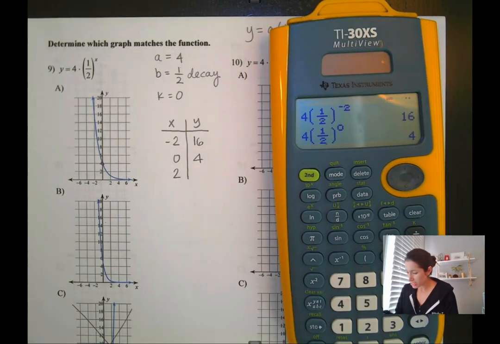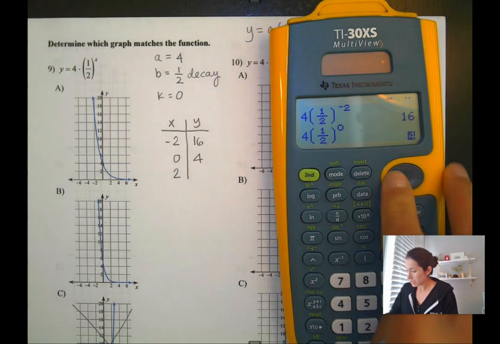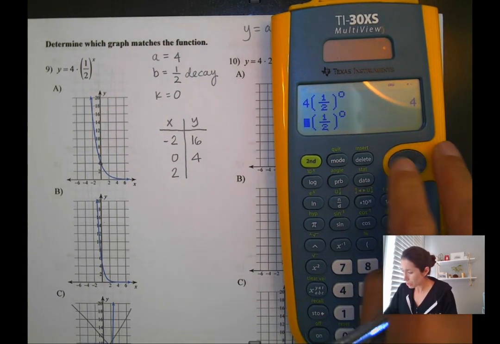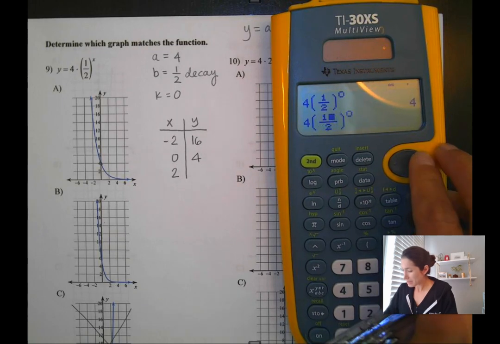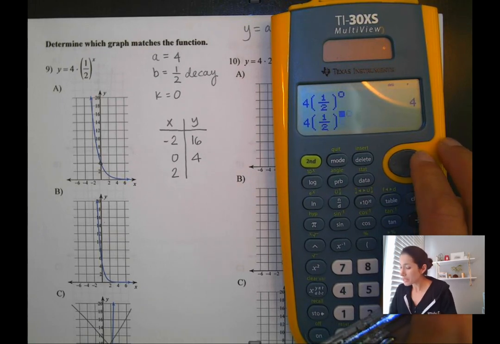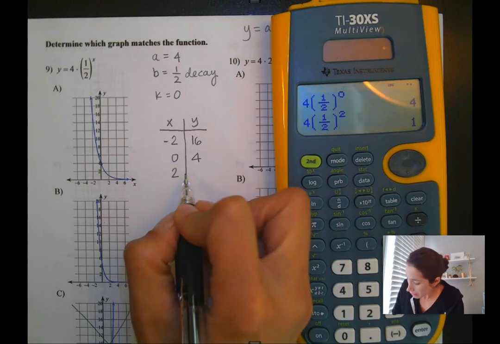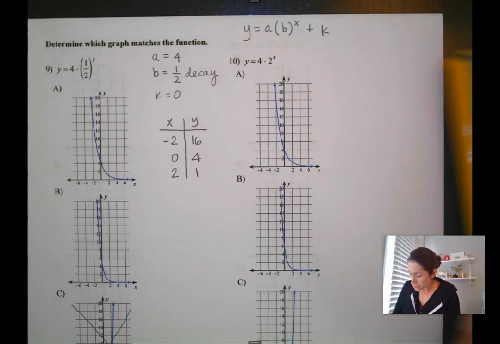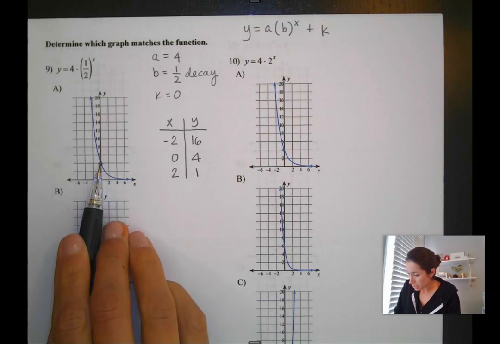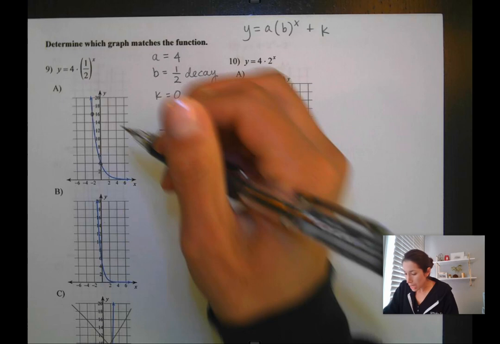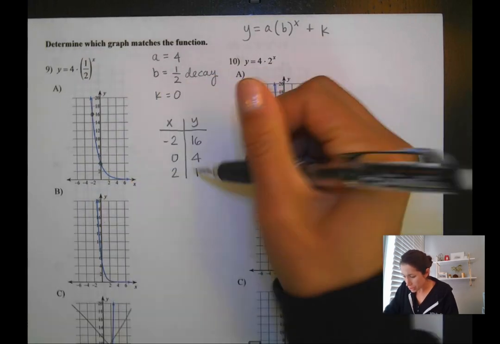And let's just make sure. Let's plug in a 2. Oh, there we go. Enter. And I'm going to change this 0 to be a +2 power. Here we go. And that's a 1. So the graph that matches with that is going to actually be this one here. So at -2, I have a point at 16. Looks good. At 0, I have a point at 4. And then at 2, I have a point at 1.